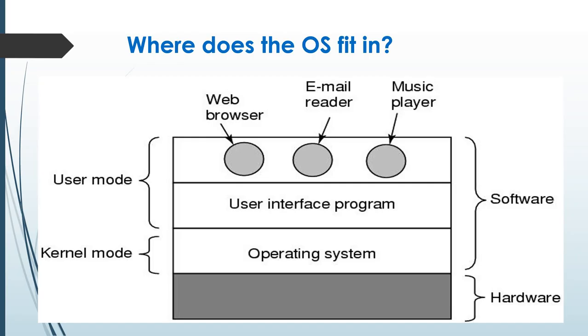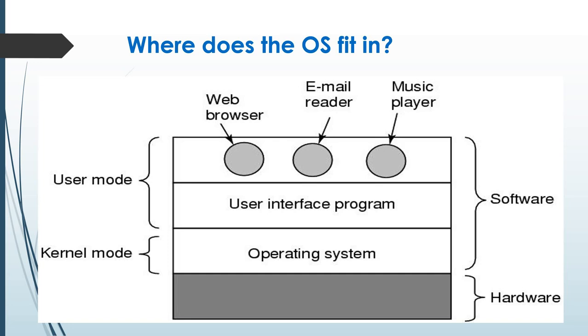So where does the operating system reside? Simply, we say there are two different parts: hardware parts and software parts. The hardware parts we know very well. All the resources, the printers, hard drives, memories, the storage, everything is considered hardware. And the software parts mainly include what the user is directly involved with: web browsers, email readers, music players, etc.